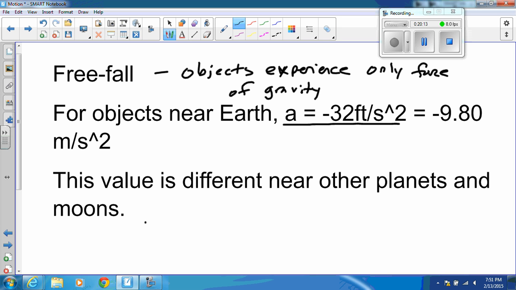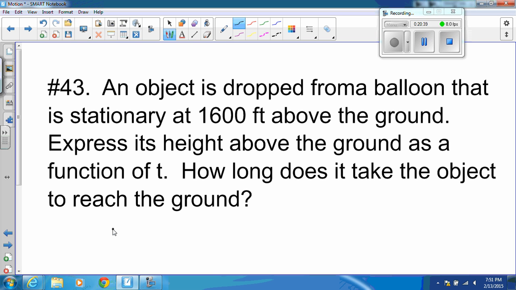This remarkable fact was first discovered by Galileo and then quantified by Isaac Newton. And what he found was that for objects near the Earth, the acceleration of those objects is negative 32 feet per second squared. Or if you're in physics, the more familiar negative 9.80 meters per second squared. This value is peculiar to the Earth. If you are doing physics on the Moon or on Jupiter or on Venus, then you will have a different value for the free fall acceleration, which is often given the symbol g for gravity.